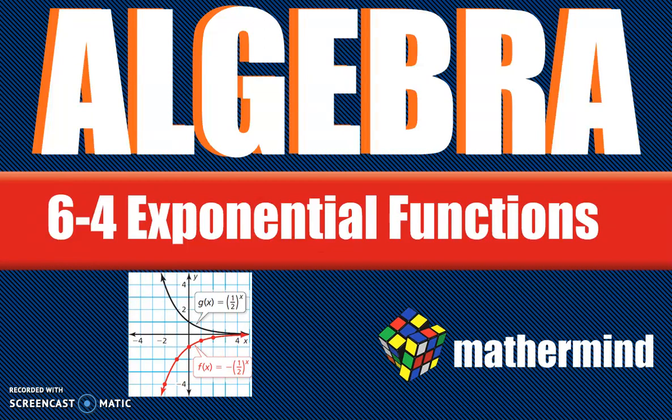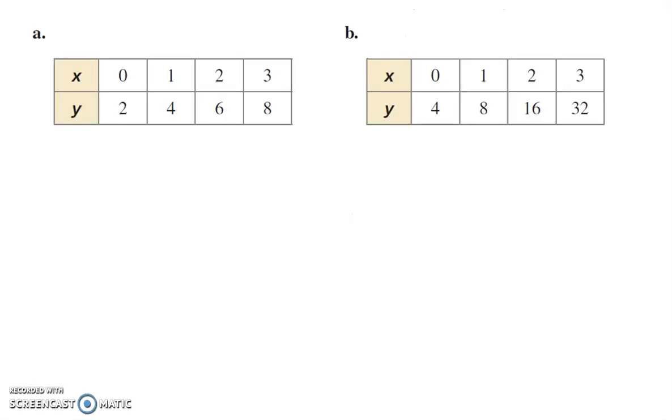Alright, Algebra, Chapter 6, Section 4, Exponential Functions. Okay, if we look at these two tables, looking at the first one, you see as x increases by 1, what happens to y? Y increases by 1, right? So this is a linear function.